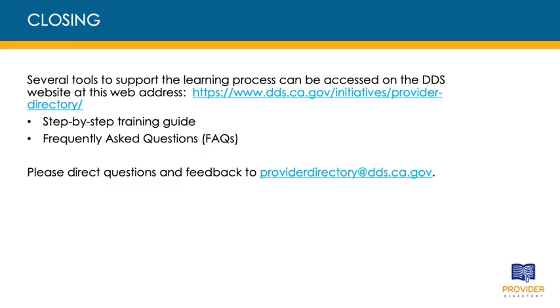This concludes the visual demonstration of the most important features and capabilities of the provider directory for the Regional Center Approver. Several tools to support the learning process can be accessed on the DDS website at this web address. They include a step-by-step training guide and frequently asked questions. Please direct questions and feedback about Provider Directory to providerdirectory@dds.ca.gov.